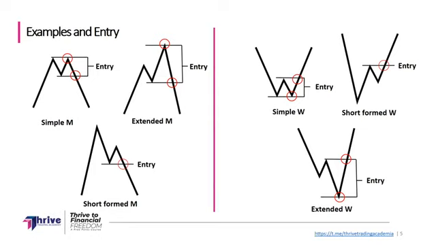The first letter here is called the simple M. The simple M is just something very simple and basic. It's very, very easy to spot. That is the beauty of it. It forms two equal tops and it drops. So take for instance, the market goes up, comes down, then goes back up and then drops.